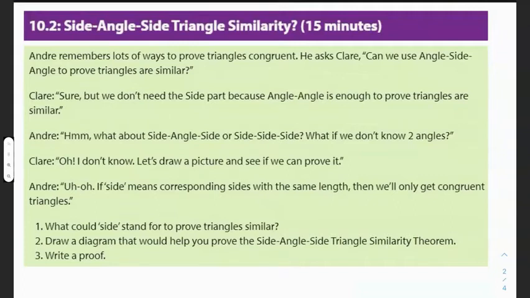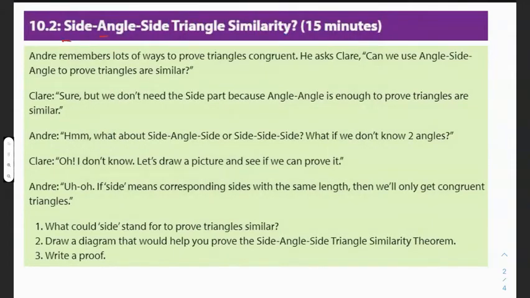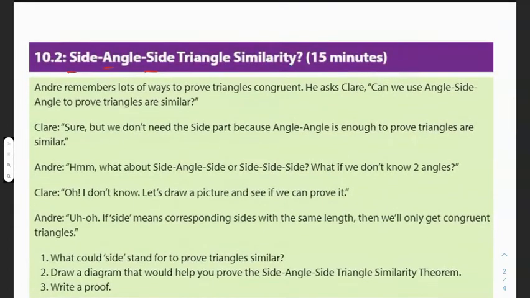Side-angle-side, okay. Side-angle-side, that sounds familiar, but instead of congruence, it's similarity. So it might be somewhat different. Similar, but a little different. All right, so let's see.